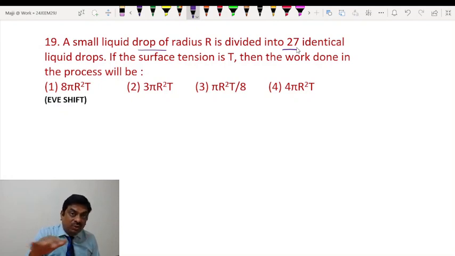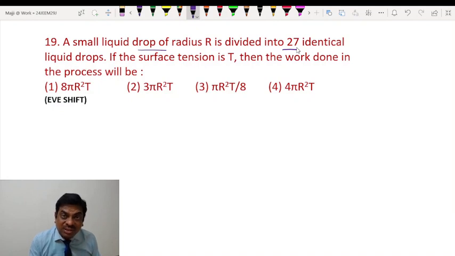And as you know, the molecules residing on the surface require additional energy as compared to the molecules which lie well within the liquid. If they require additional energy, they have to get energy from somewhere or other, so an external agency has to do work. So whenever a big drop splits up into small droplets, energy has to be supplied to the system so that the surface area increases.